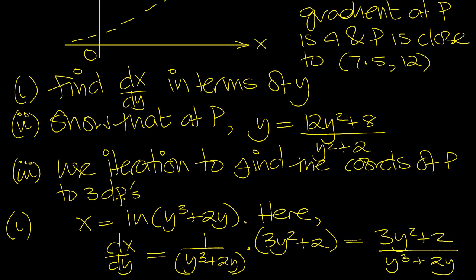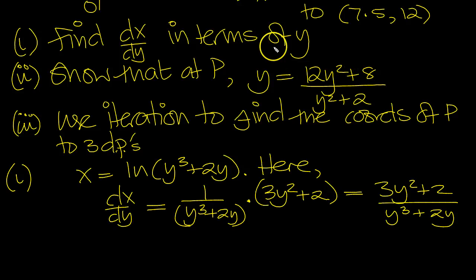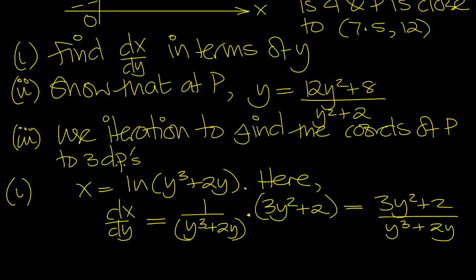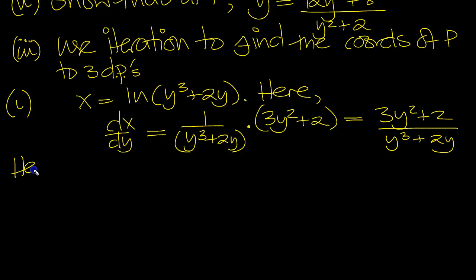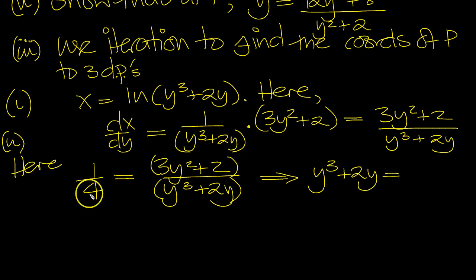So that's what we get then, and that's what we needed to show, hopefully. Find dx/dy. Okay, we've done that. Show that at P. So at P, we're told the gradient of P is 4. So here, for part 2, dx/dy is 1 over dy/dx, which is 1 over 4, is equal to this 3y squared plus 2 over y cubed plus 2y. More than one term, put brackets. So that tells us then that y cubed plus 2y is equal to 4 lots of this.